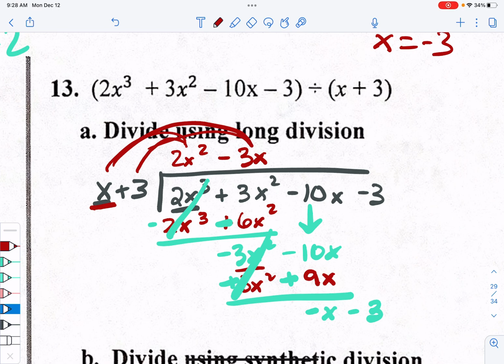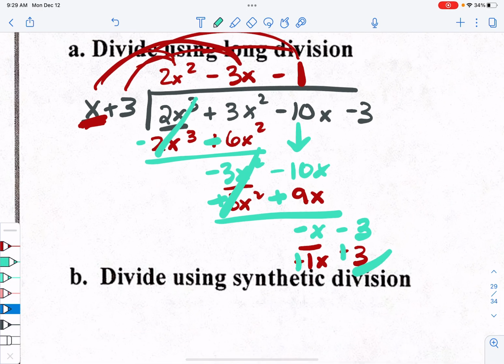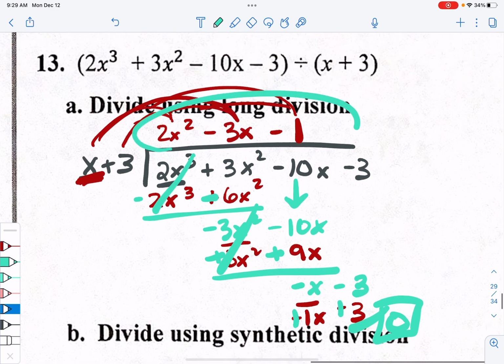All right, it's looking pretty good so far. What do you take times x to get negative x? We need a negative 1, and we multiply it back through, so negative 1x and minus 3, but then flip the signs. Does it end up canceling out to 0? Yep, it does. So this is what we end up with: 2x squared minus 3x minus 1.